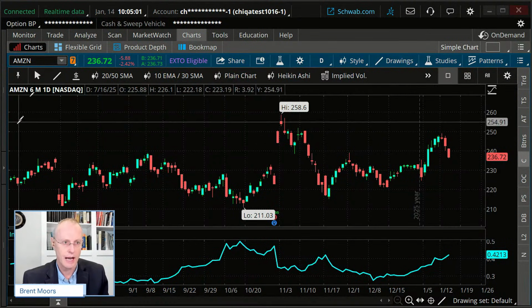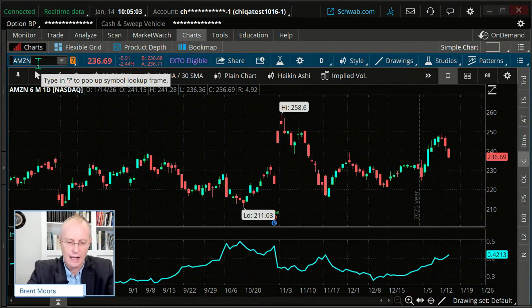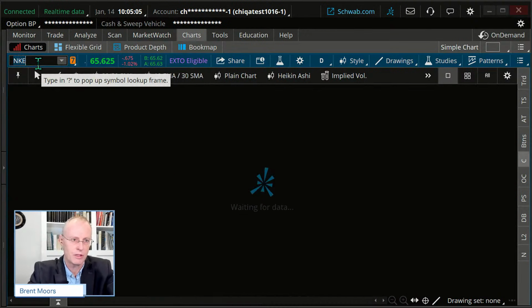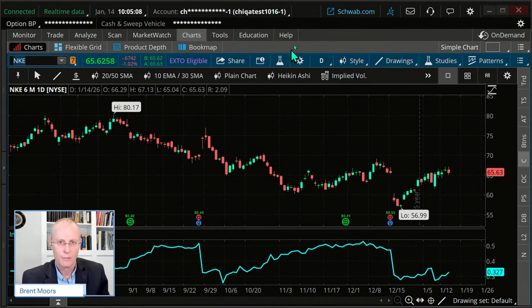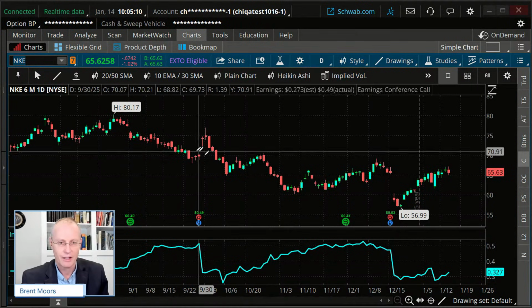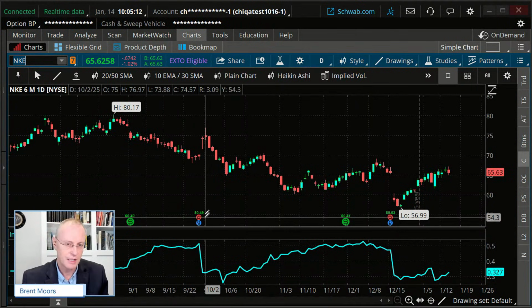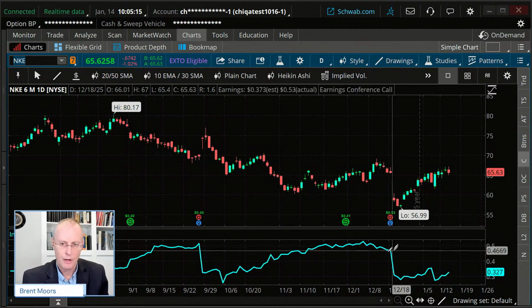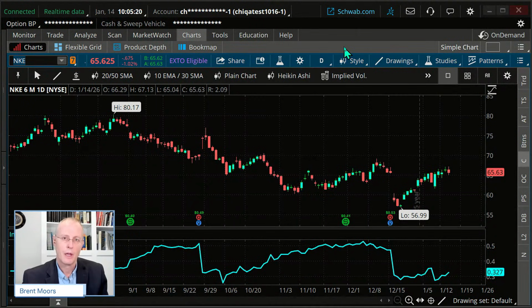Okay, so that's just an example. That's Amazon, and it's not just tech or communications or whatever. Here's Nike. You can see the same thing here. So implied volatility is likely to drop, and that's important because that can affect your option prices. Option prices go down. Everything else being equal, option prices go down when implied volatilities drop.